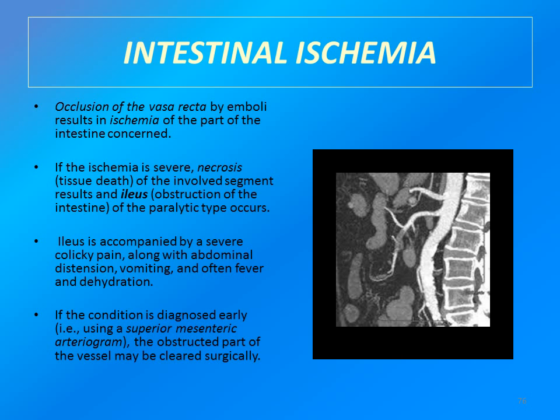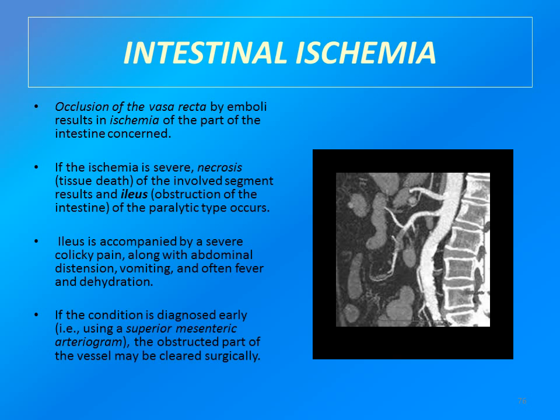Intestinal ischemia is the result of occlusion of a vessel. This could be the vasa recta, or it might be one of the larger vessels, such as the one shown here at the right, the occlusion of the superior mesenteric artery. Blockage occurs here, indicated by the laser pointer. Blockage can be from a blood clot or any kind of embolus, a fat embolus, even an air embolus. And if the ischemia is severe, necrosis or tissue death will be the result.